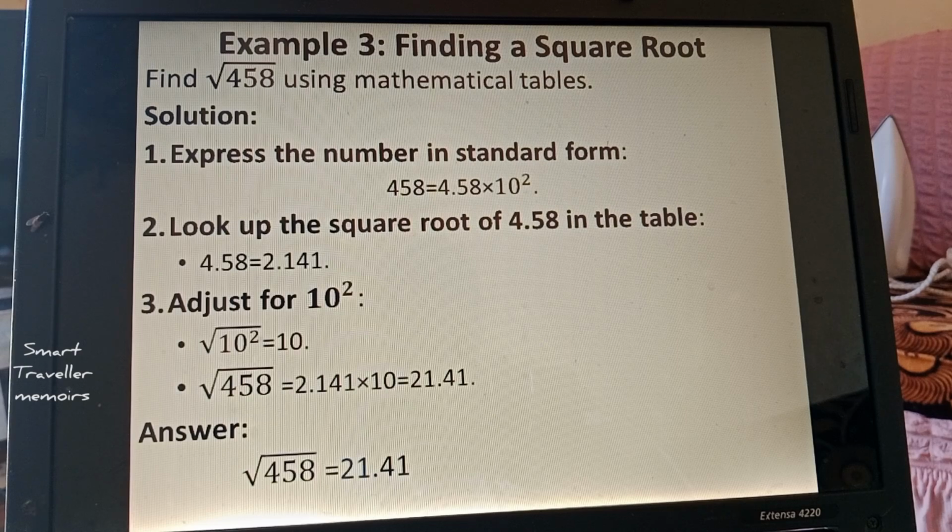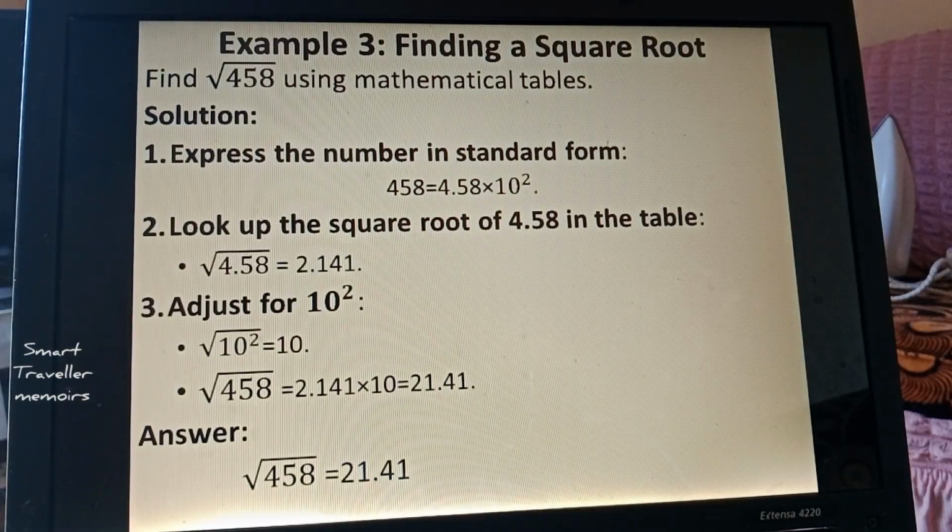Look up the square root of 4.58 in the table, and you find that the square root of 4.58 is equal to 2.141. So the square root of 4.58 is equal to 2.141. And for 10 squared, the square root of 10 squared is 10, and therefore the square root of 458 is equal to 2.141 times 10, which is 21.41. And therefore the answer is: the square root of 458 is 21.41.